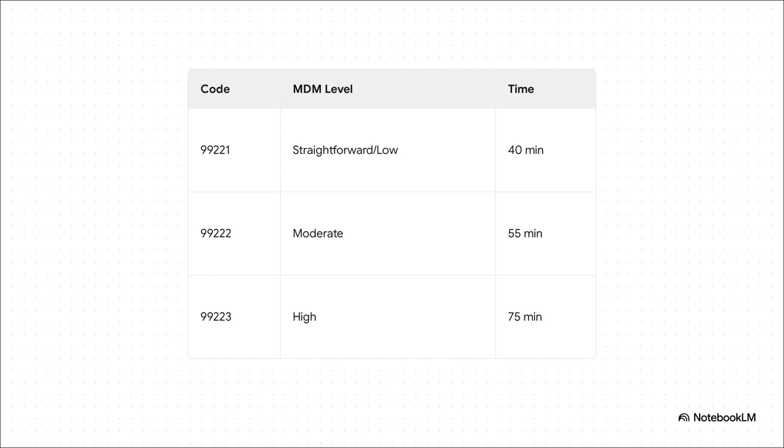For 99221, you need straightforward or low MDM, or 40 minutes of total time. Step it up to 99222, and you're looking at moderate complexity, or 55 minutes. And for the highest level, 99223, you need high complexity MDM, or a solid 75 minutes of total time. It makes sense, right? These times reflect the heavy lifting that happens on day one, gathering the history, establishing that initial care plan, and making those really complex decisions.